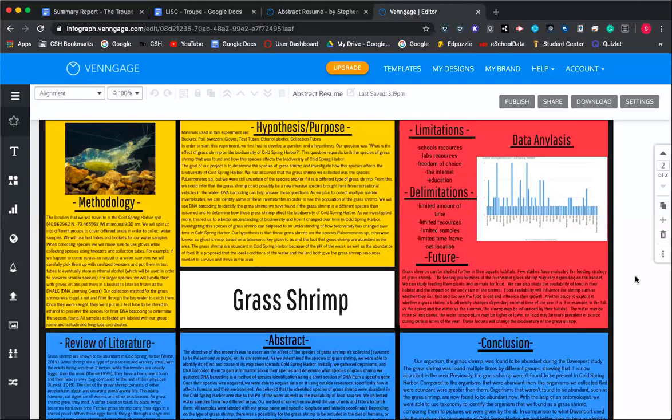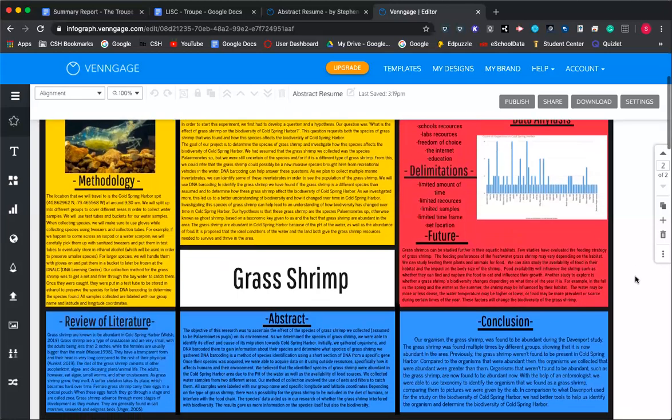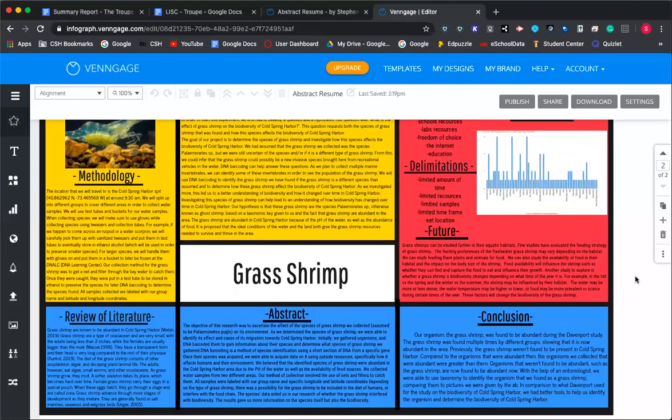We can study feeding them plants and animals for food. We can also study the availability of food in their habitats and the impact on the body size of the shrimp. Food availability will influence the shrimp by whether they can find and capture the food to eat and influence their growth.